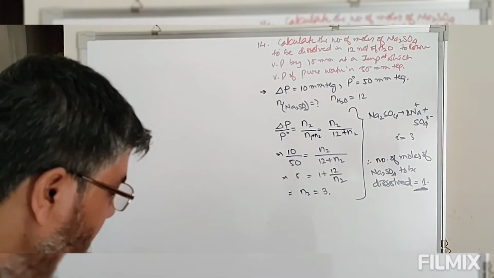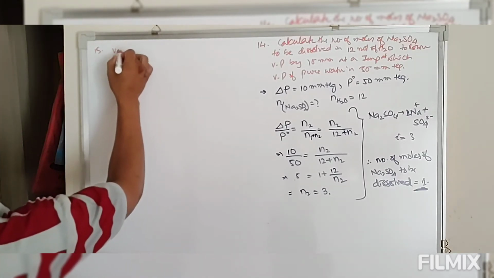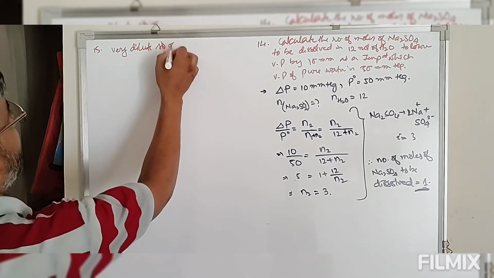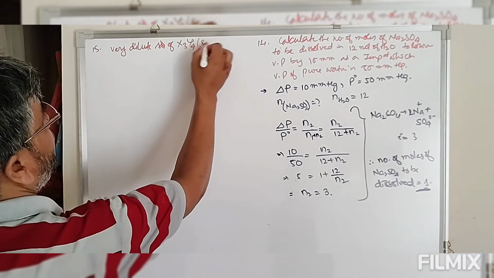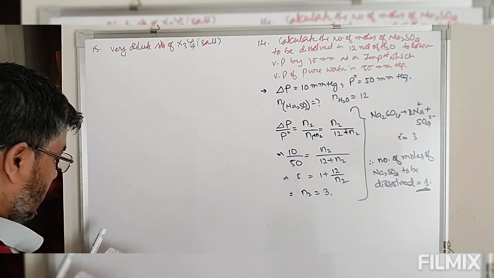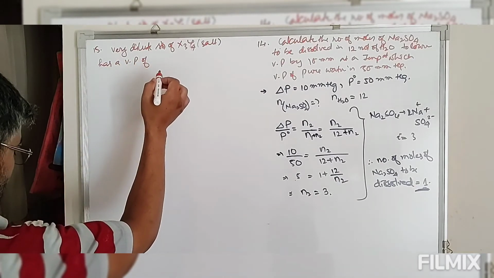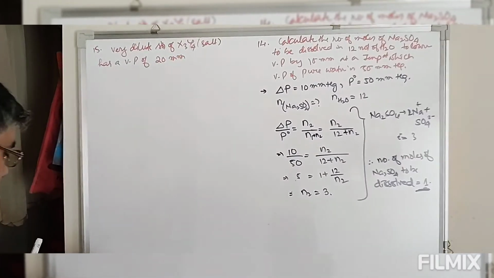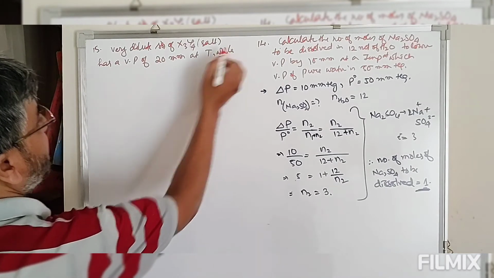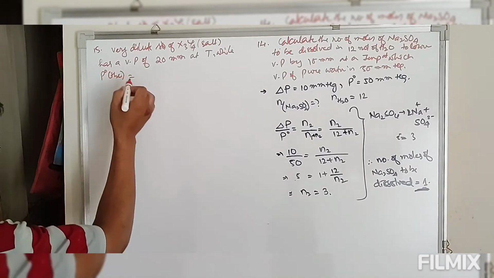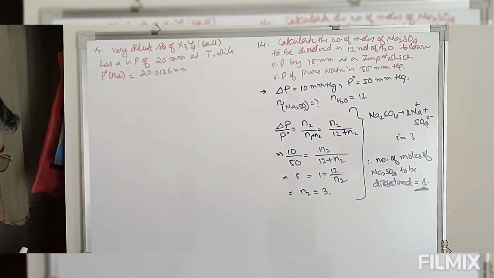Next question. A very dilute solution of X3Y4 salt has a vapor pressure of 20 mm mercury at temperature T, while the vapor pressure of pure water at this temperature is 20.0126 millimeter mercury. Calculate the molality.